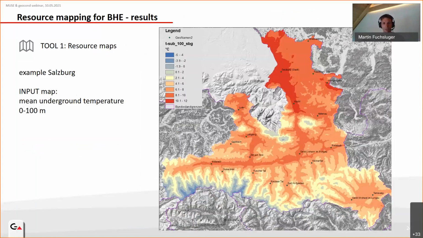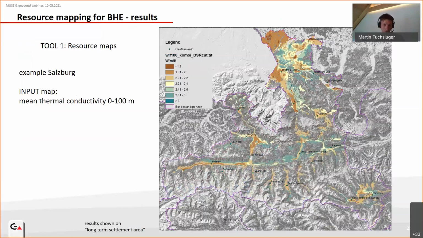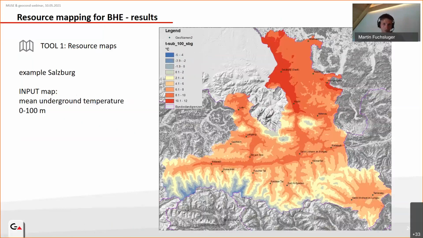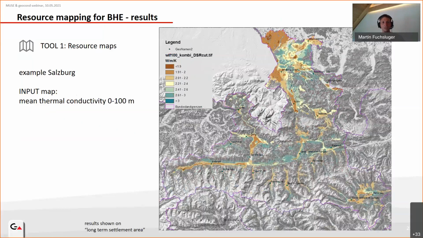You see it's a really mountainous area, with the highest mountain also here from Austria, with nearly 4,000 meters. And yes, this is the other input: the mean thermal conductivity from 0 to 100.